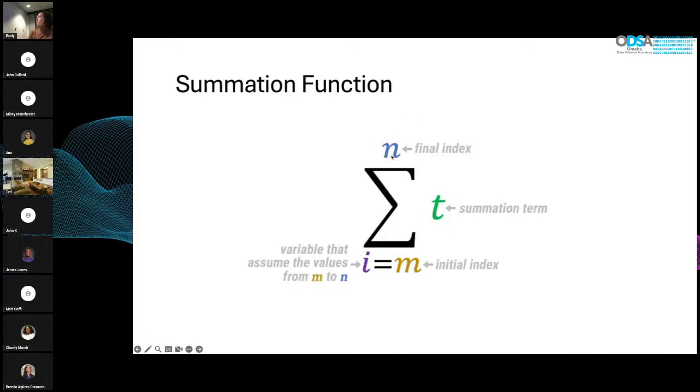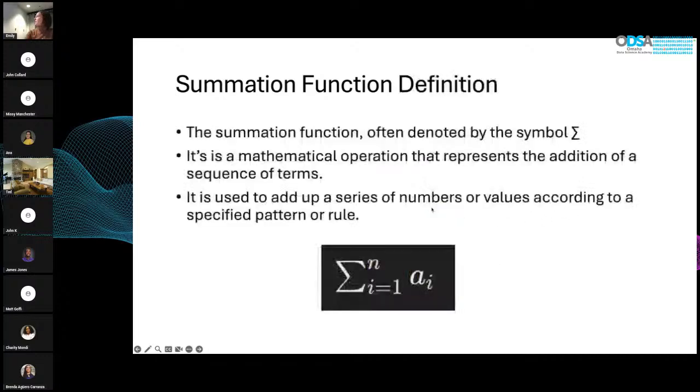final index. So this is, where do we stop? Do we stop at 10? Do we stop at infinity? And then this is the actual summation term. This is what we're going to do the operation to. So let's look at the next slide after this.